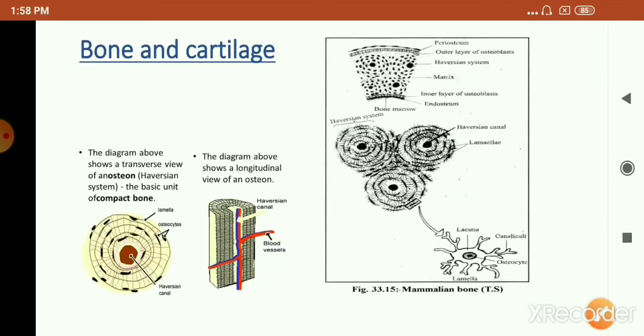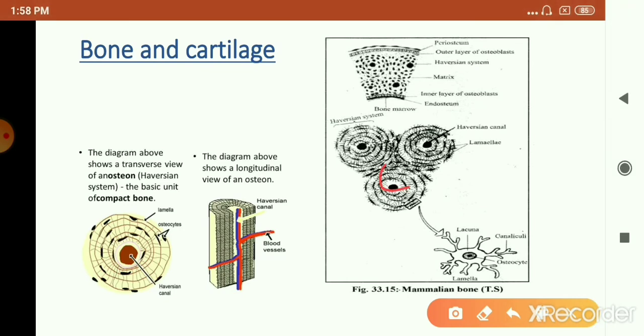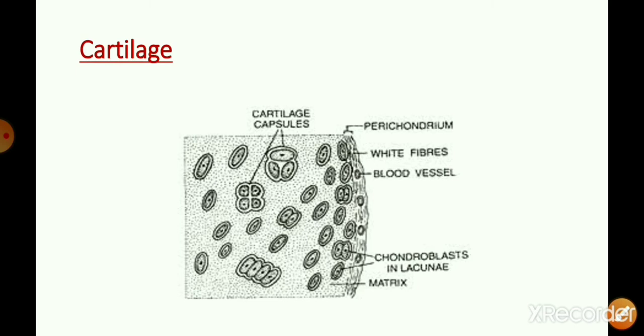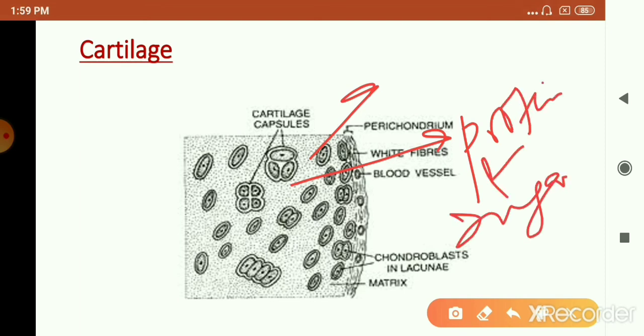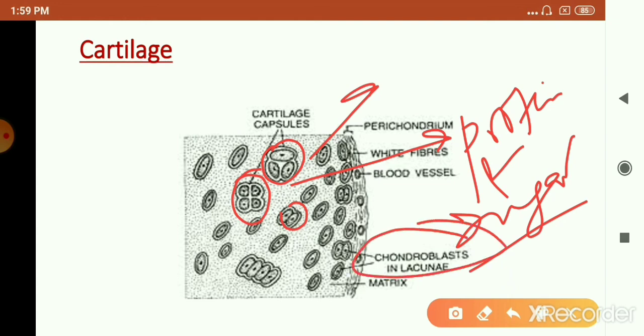In case of bone, I had told you that the matrix is arranged in concentric rings, but in case of cartilage, the matrix is homogeneous, and this matrix is mainly composed of proteins and sugar. In the matrix you'll find, in small groups, the cells of cartilage which are called chondroblasts. They are arranged in groups of 2 to 4 in cavities which are called lacunae.